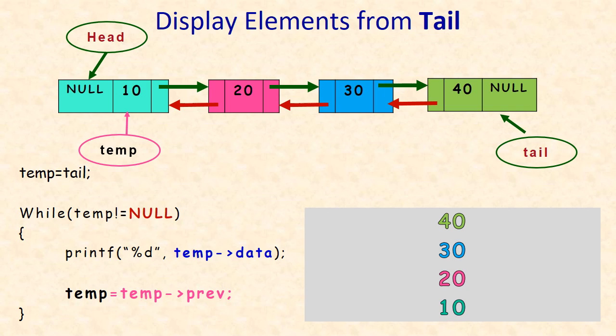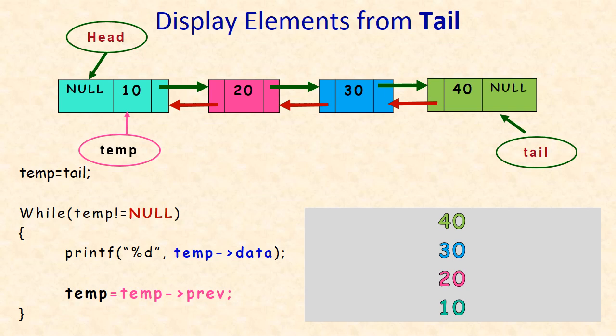Now temp is equal to temp previous. What is temp previous here? Null. So temp is equal to null, right? Here the condition is temp not equal to null, but temp is equal to null. So the condition will fail and we will come out of this loop. So this is how we display elements traveling from tail, right?